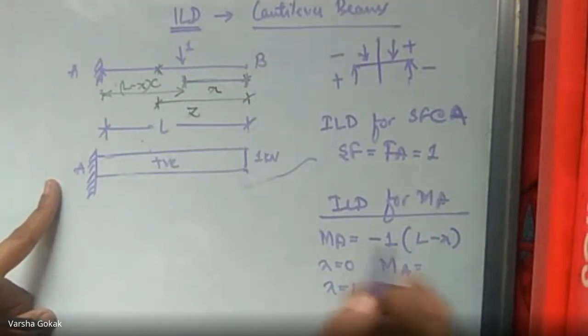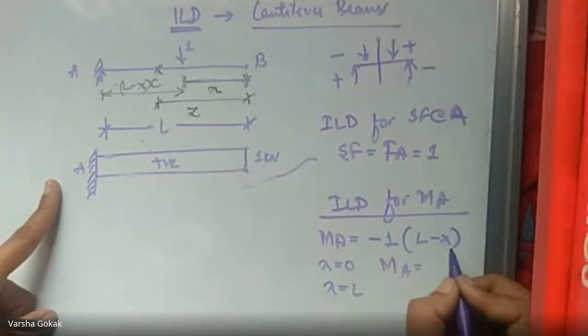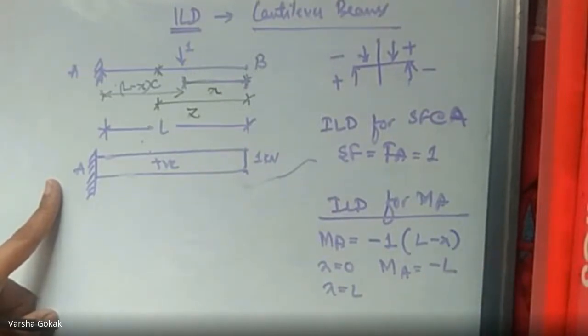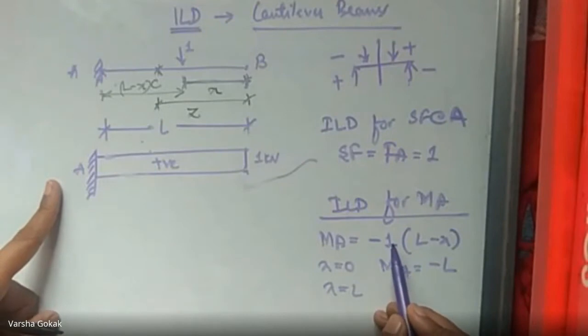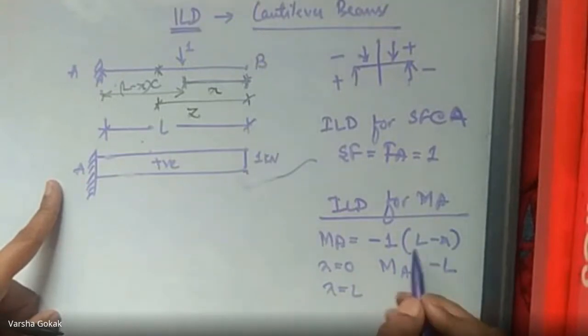MA would be 1 into L minus 0, means it becomes minus L, right? This is minus 1. So as good as minus L plus X this was. When I put X equal to 0, value would be minus L. Then X is equal to L. So L minus L is 0. So what happens to moment at A?